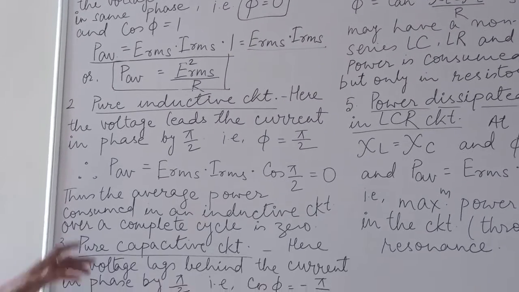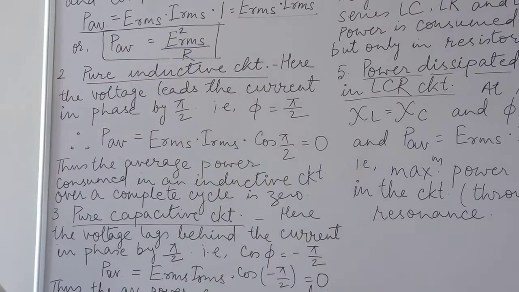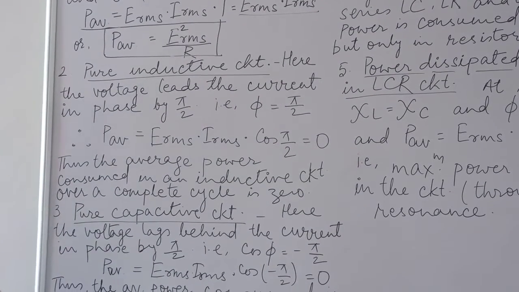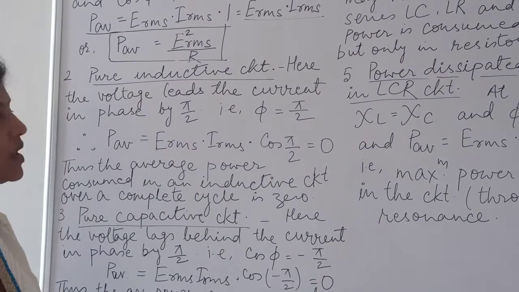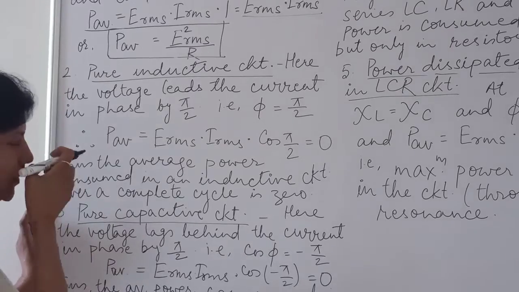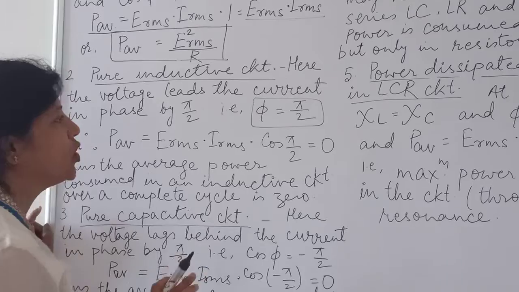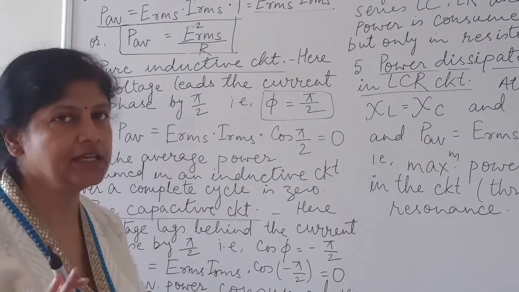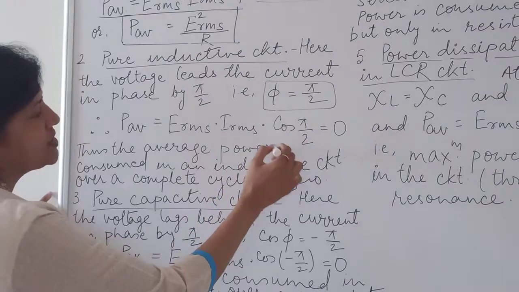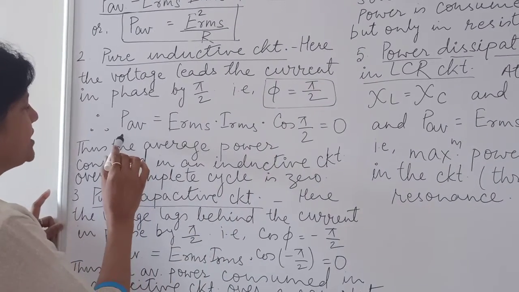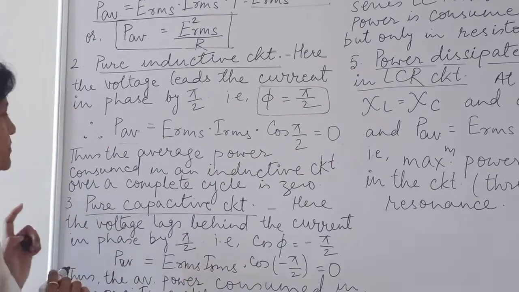Second case, pure inductive circuit. Here the voltage leads the current in phase by pi by 2. If we substitute phi is equal to pi by 2, cos pi by 2 will be 0. Substituting the value of cos pi by 2, we get P average is equal to 0.